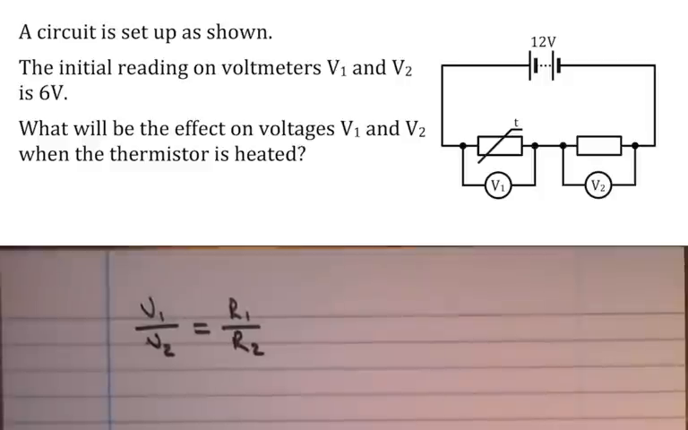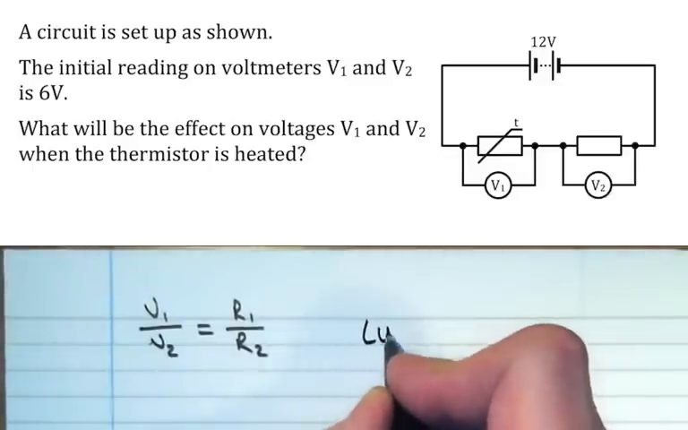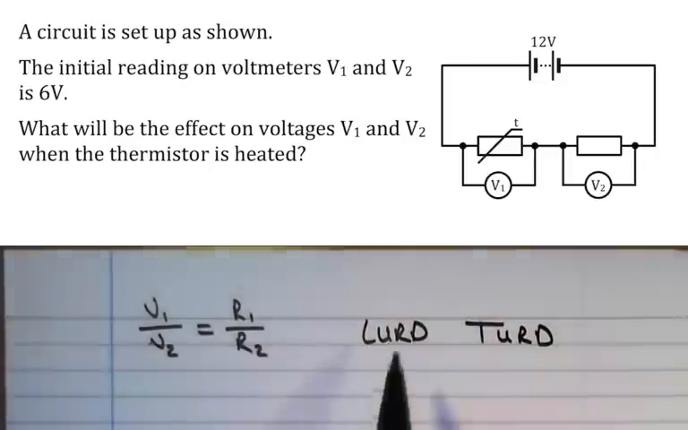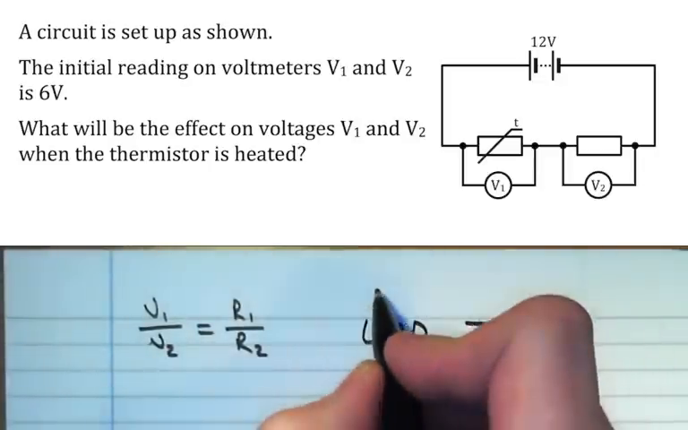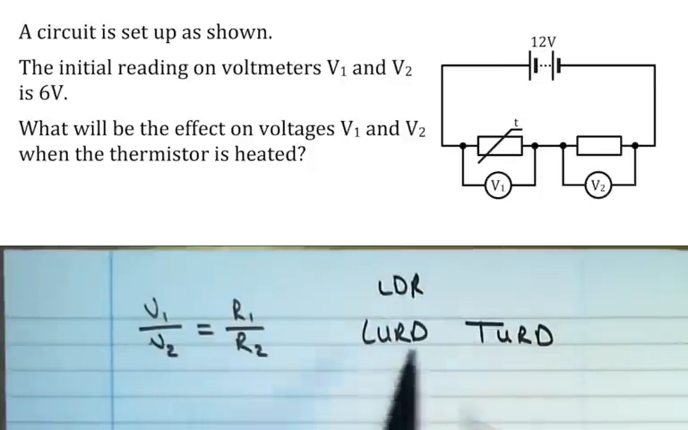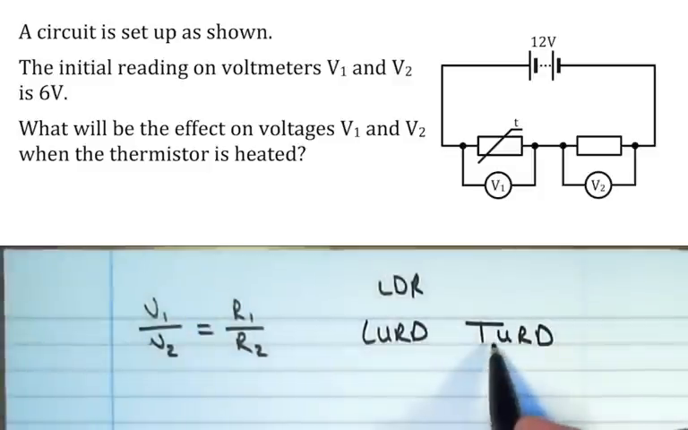Now the question says, what will be the effect on voltages V1 and V2 when the thermistor is heated? This is the point you need to remember: LURD and TURD. LURD is for a light dependent resistor and stands for light up, resistance down. For this one, what we've got is a thermistor. We saw that before in the circuit symbols. When temperature goes up, the resistance goes down. So in this case, we're going to heat that thermistor.